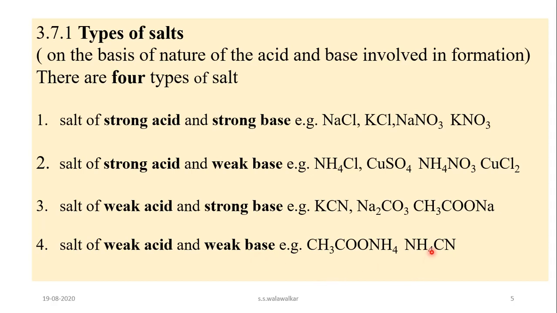Formic acid and ammonium hydroxide give ammonium formate, the same type of salt, from a weak acid and a weak base. Or ammonium cyanide, from ammonium hydroxide and hydrogen cyanide. So the type of salt is weak acid and weak base. Like this, there are four types of salt.